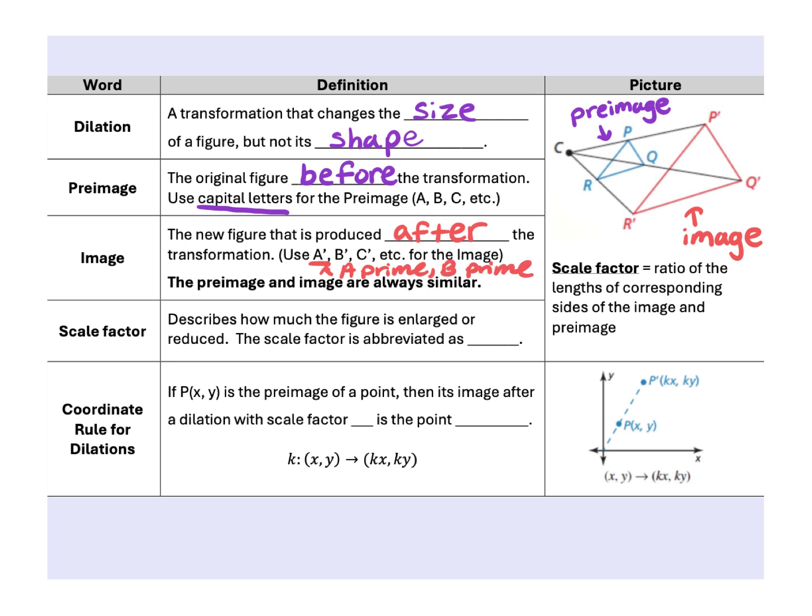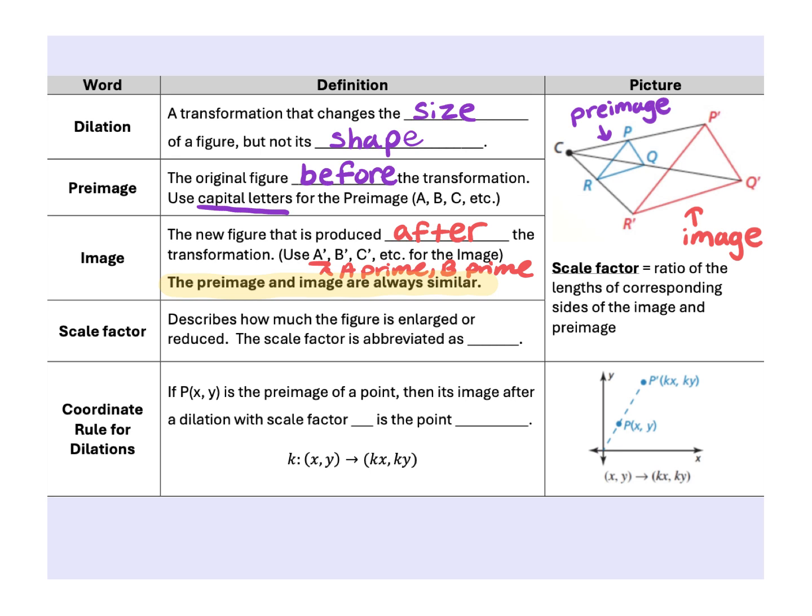And it's really important to remember that a dilation always makes similar figures. You're changing the size, but not the shape. So all of your angles should look the same, and your sides should just be proportional. I would recommend that you highlight that or put a star by it. It's going to be really important that when we do dilations, we check to make sure that the pre-image and image are similar. Same shape, but different sizes.